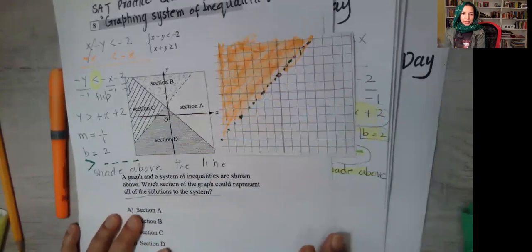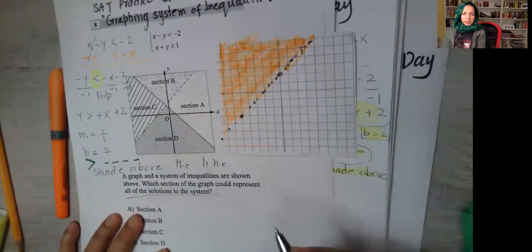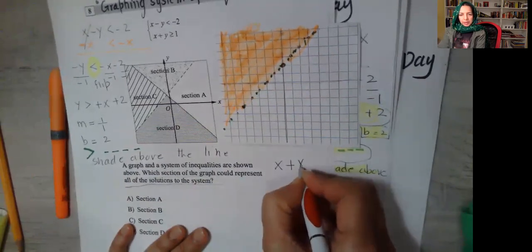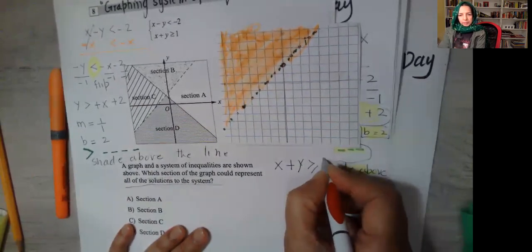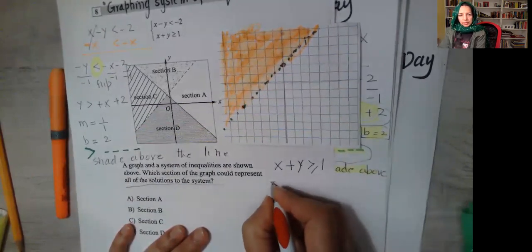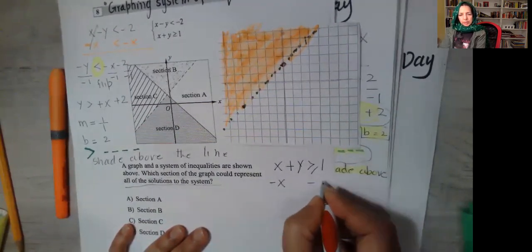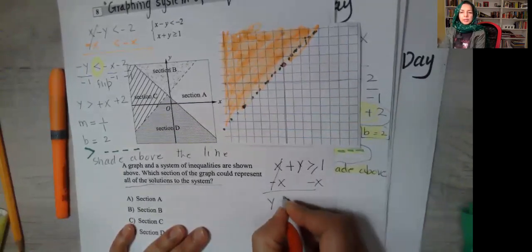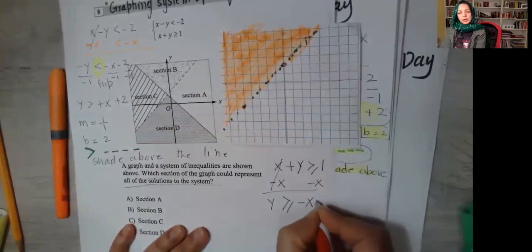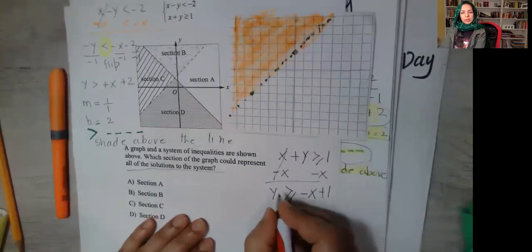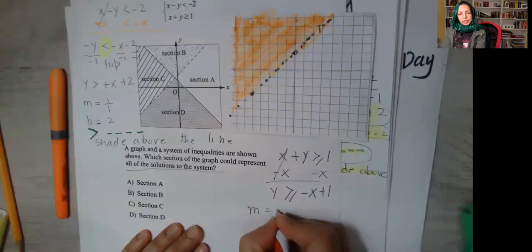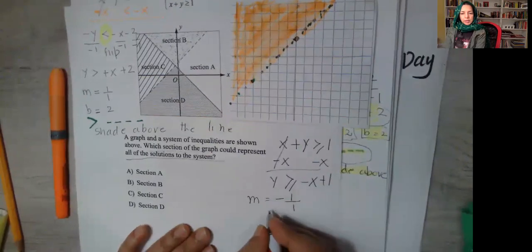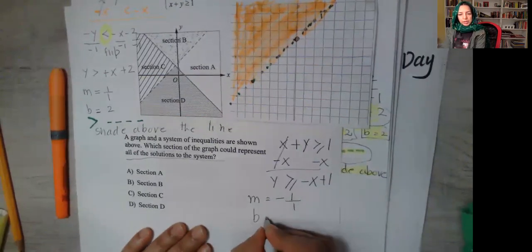We have done halfway. Let's pick up the second one, which is x plus y is greater than or equal to 1. So to solve this, we are going to subtract x from both sides, basically converting into slope-intercept form. y is greater than or equal to negative x plus 1. Now in this, my slope is going to be negative 1 over 1, right here an invisible negative 1, and b is 1.